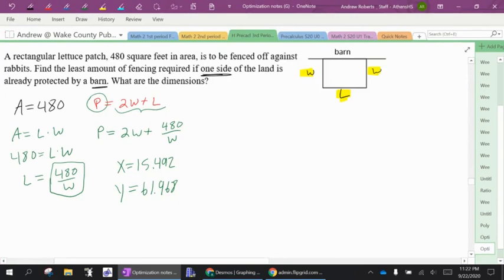So now I have to make sense of what those dimensions are. Well, it wants to know the minimum amount of fence required. This right here, the y value. Y is the output. It's my P, my perimeter. So this is the length of fence I need. That's the smallest amount of fence I could use to still get my area of 480. Now, X is W. It's my width.